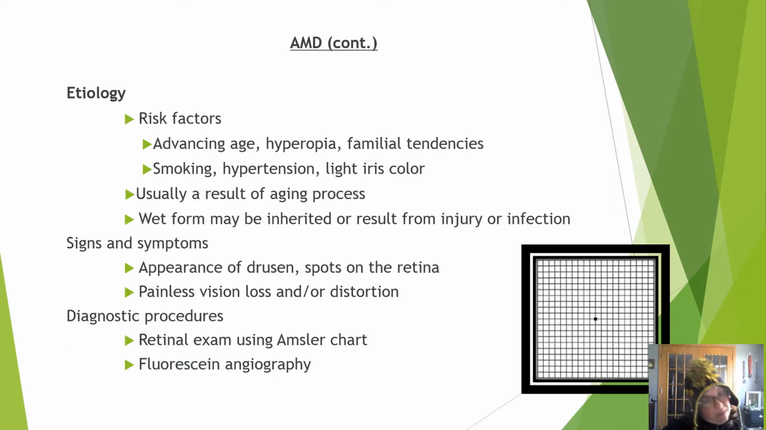AMD comes with risk factors that could speed up the progression of this disease. So advancing in age, hyperopia, familial tendencies, smoking, high blood pressure, and even eye color with light irises could predispose you to AMD. Signs and symptoms: the appearance of drusen or spots on the retina. This would take a professional to see them, but also a sign: painless vision loss or distortion. And the distortion could be assessed with the Amsler chart imaged here or fluorescein angiography.